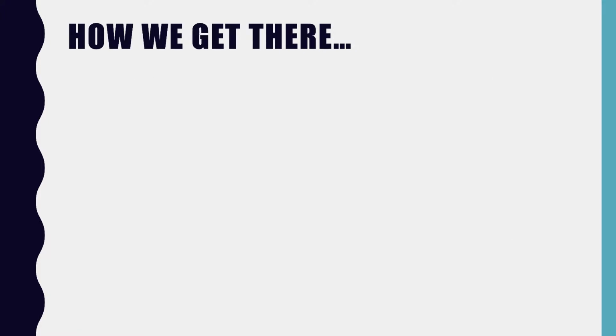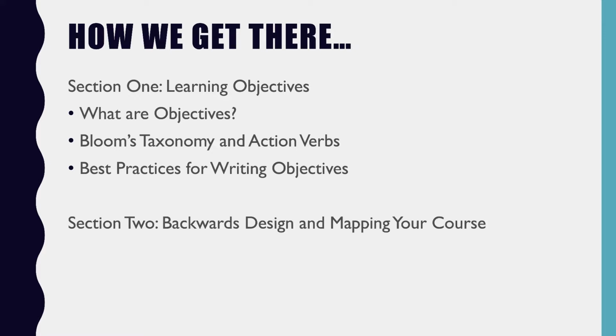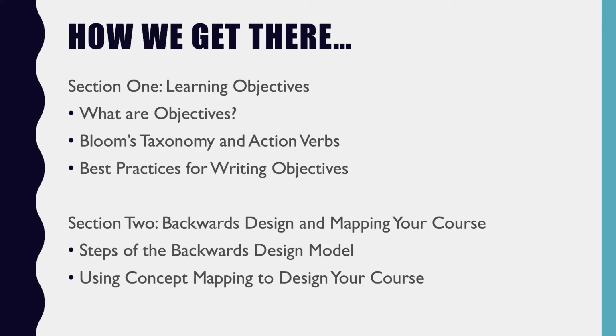Okay, so here's how we're going to meet our objectives. This module is going to be organized into 2 main sections. In section 1, we're going to look at learning objectives. What are they, and what is Bloom's taxonomy and the action verbs that are used to write objectives? And then we're going to look at the best practices for writing objectives. Then in section 2, we're going to look at backwards design and mapping your course. We'll start by looking at the steps of the backwards design model, and then looking at the idea of using concept mapping to design your course. And we will wrap everything with a final activity that you're going to do to prove your mastery in this topic.